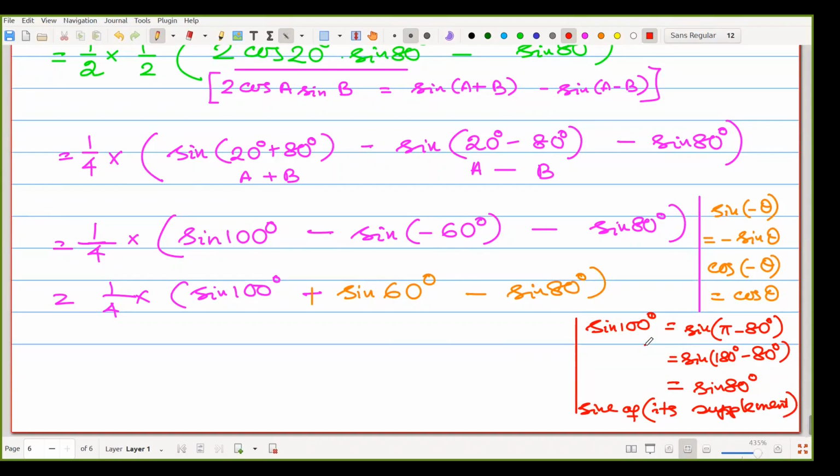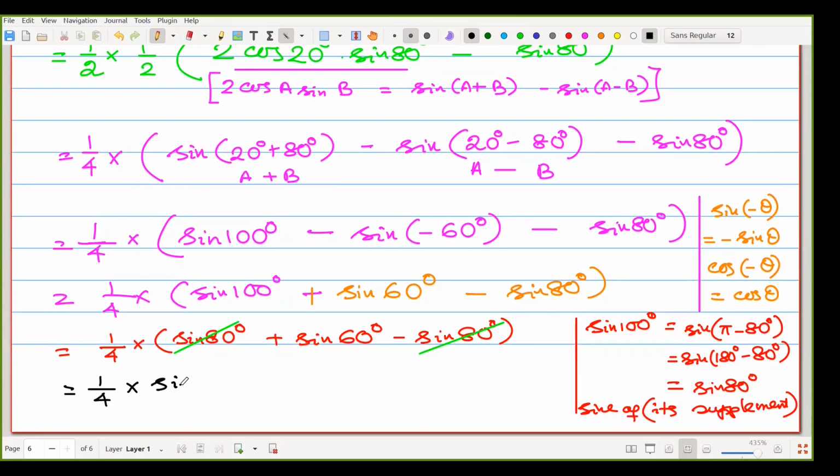So sine 100 degree, that means sine 80 degree. So we can write it as 1 by 4 into sine of 80 degree plus sine of 60 degree minus sine of 80 degree once again. So we can eliminate sine 80 degree from here. So we are getting the result as 1 by 4 into sine 60 degree only. That is 1 by 4 into root 3 by 2, or that is root 3 by 8. That is our right hand side.